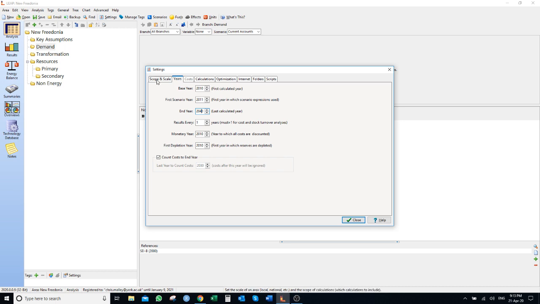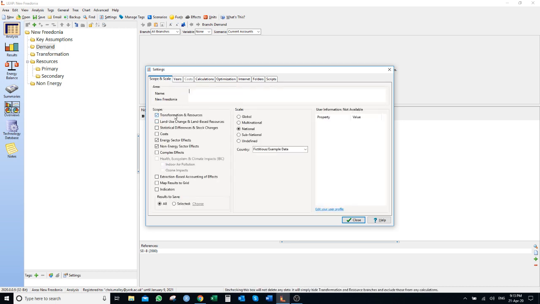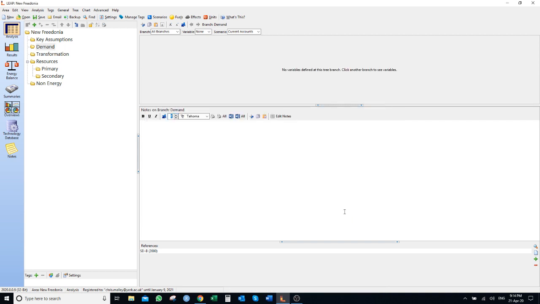On the scope and scale tab, in this exercise, we are looking at energy demand, the emissions and the energy consumption, and we're also looking at transformation, so we can keep that one checked. So I'm going to click close. So you'll notice at the moment under New Freedonia, we have key assumptions, demand, transformation, and non-energy. We're going to start off learning how to develop a model for the energy demand sector.